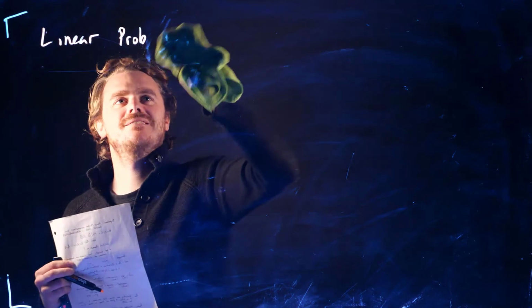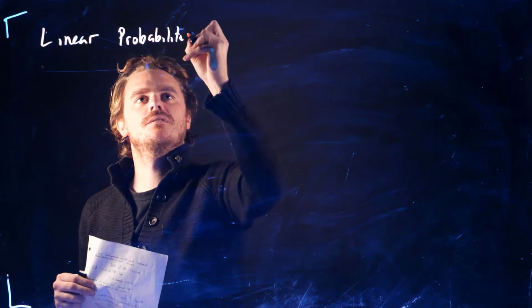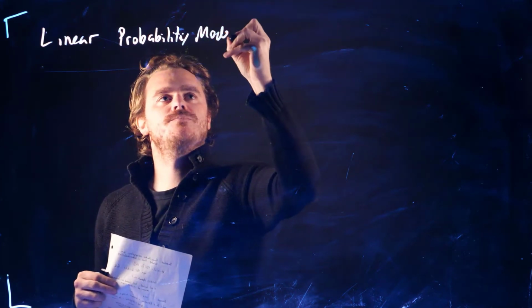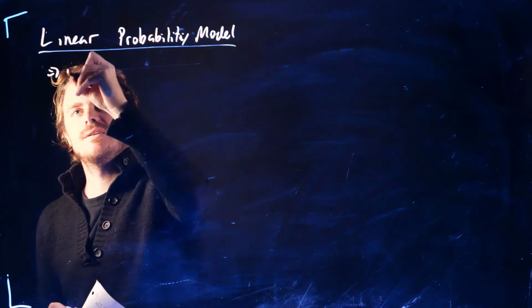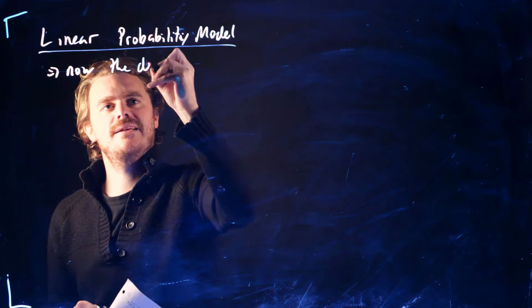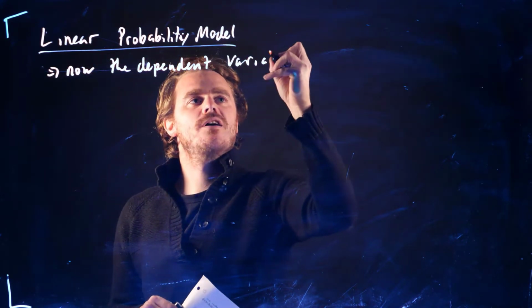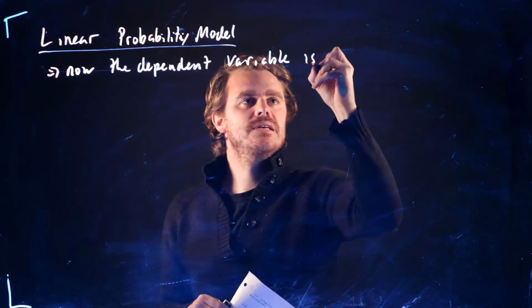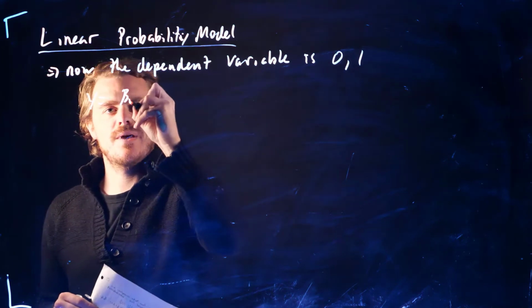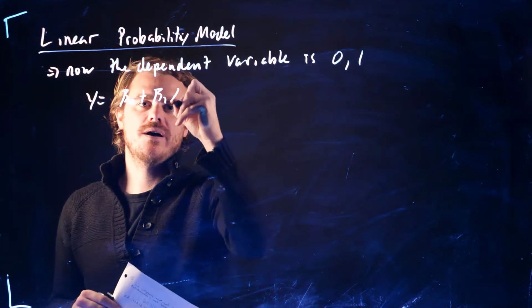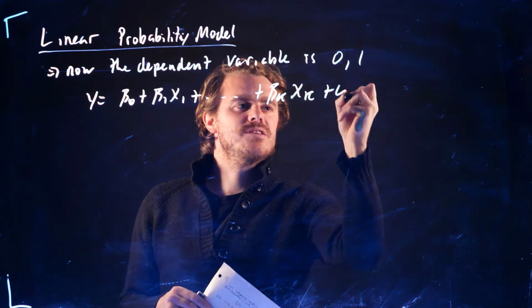Let's spell that a little bit better. Probability model. So in this case, the dependent variable, the y variable, is 0 or 1. So we have y equals beta 0 plus beta 1 x1 plus, and so on, plus beta k xk plus u.